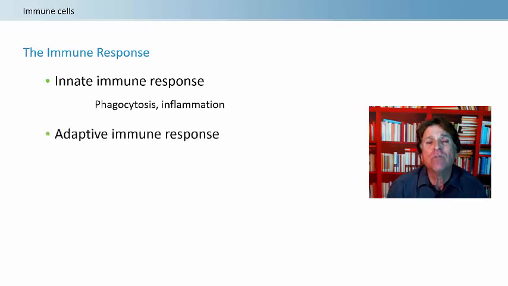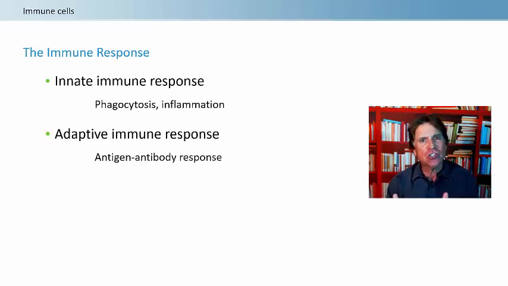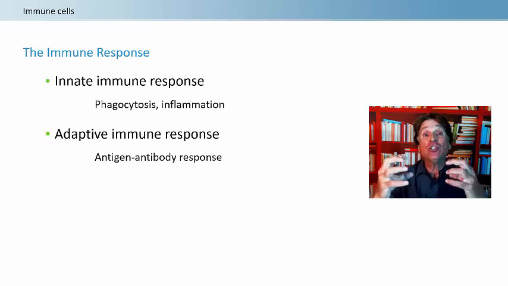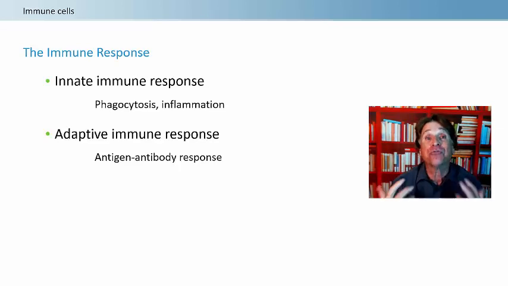The other type of immune response is called the adaptive immune response. And you may know this one best as being the antigen-antibody response. And remember, antigens are those foreign substances that are recognized by your body. In response, your immune system will then generate antibodies, which will then join to the antigens and in ways inactivate them or flag them for removal by other parts of the immune system.